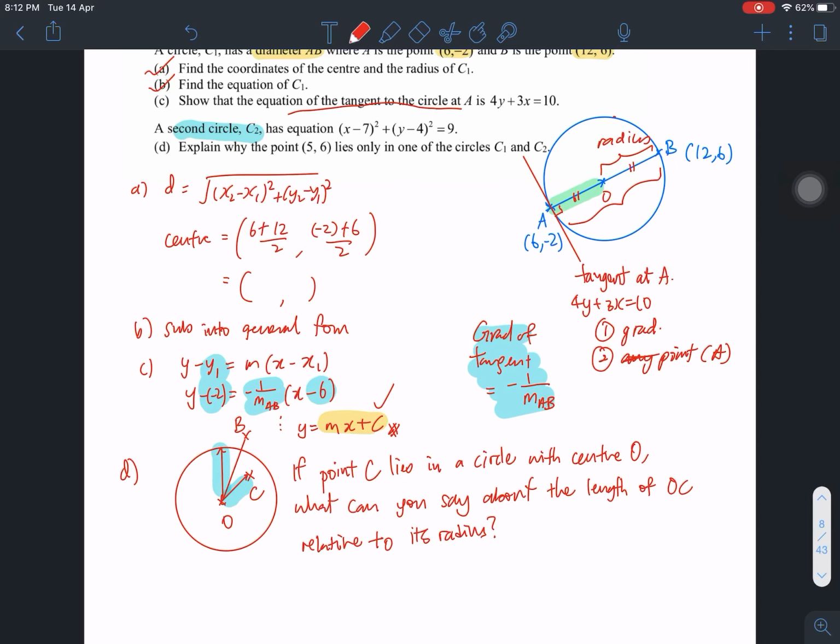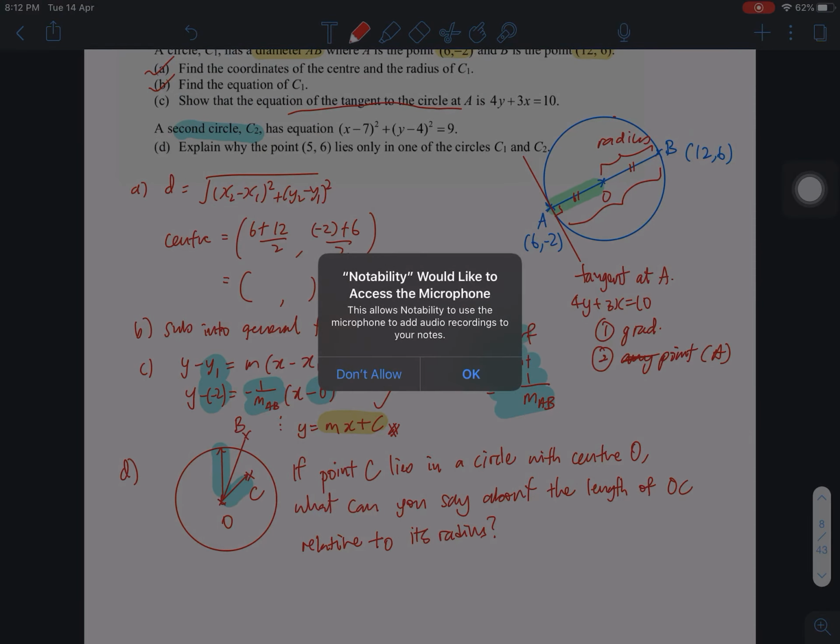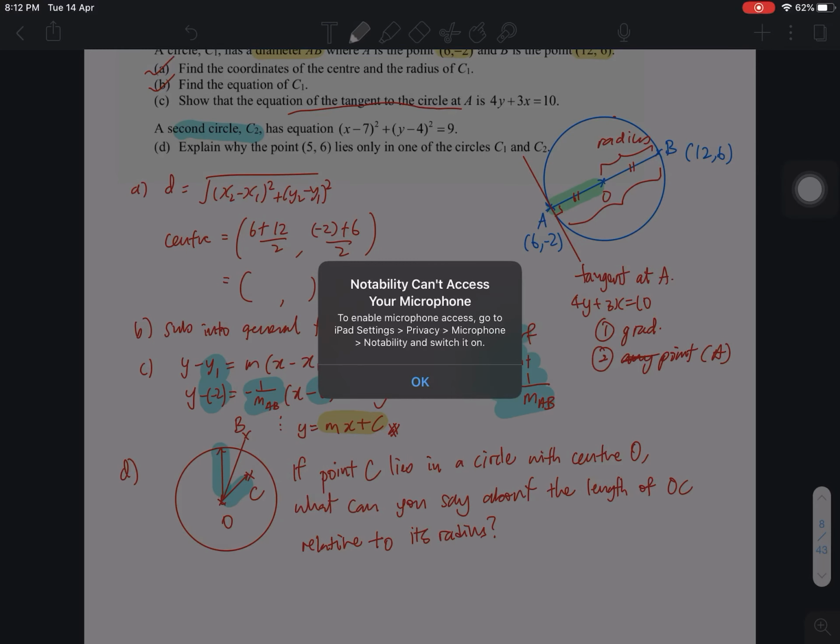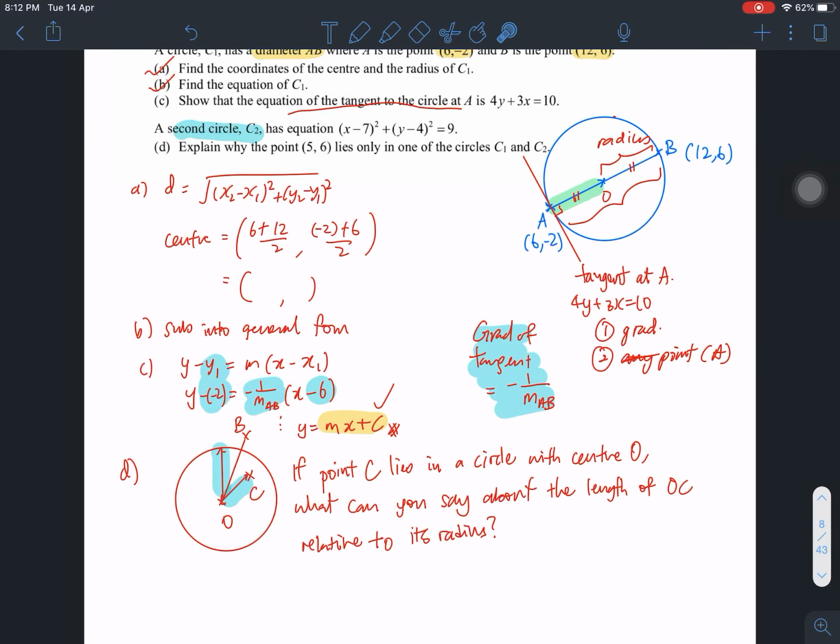The last part, they're asking us to do this. They're asking us to explain why 5,6 lies in only one of the circles, given another circle C2.